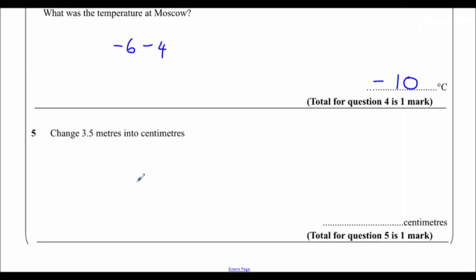Question 5. Change 3.5 meters into centimeters. So to change meters into centimeters, we multiply it by 100. So it's 350.